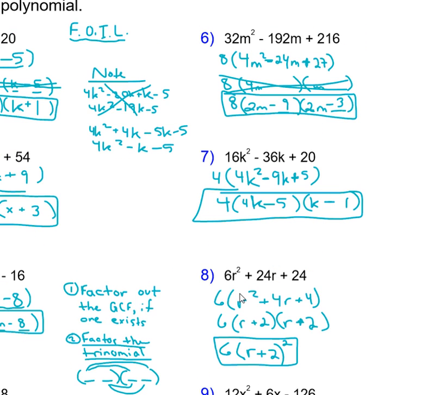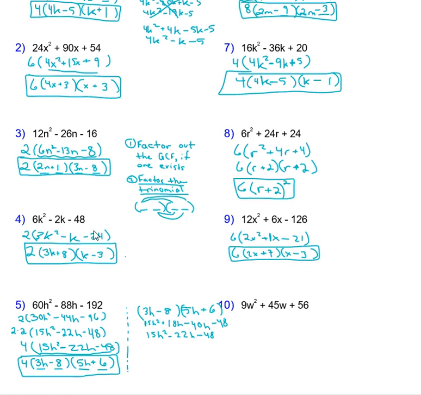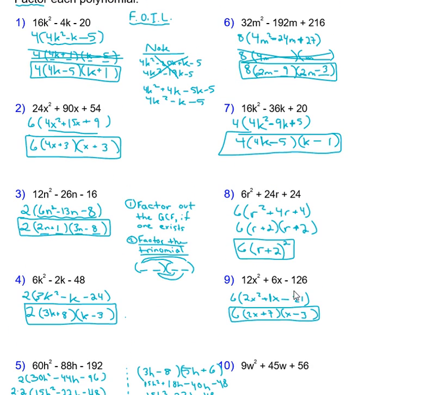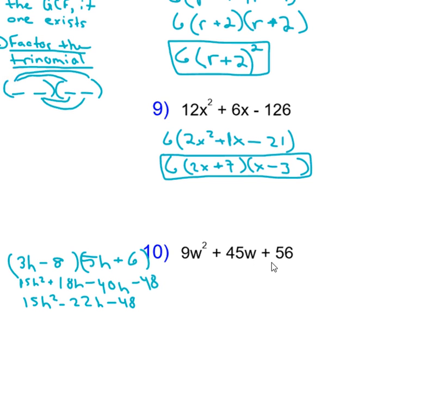So let's see, every other problem I believe had a greatest common factor. 4, 6, 2, 2. Yes, every other problem had a greatest common factor except for the very last one. So again, a little bit of a curveball there. It does not have a greatest common factor. So we're going to go right to factoring. Let me break this off here. There we go. So I need to write it as a product of two binomials. The first two have to multiply to 9w squared, so I'm going to try 9w and 1w. The last two have to multiply to 56, so how about a 7 and 8?